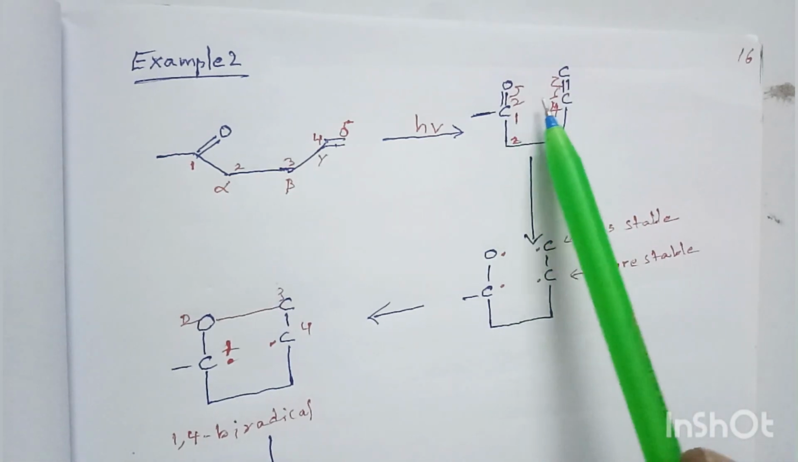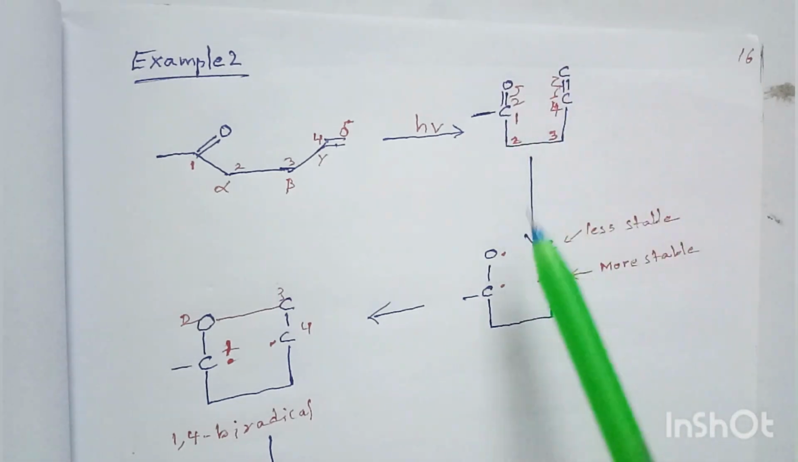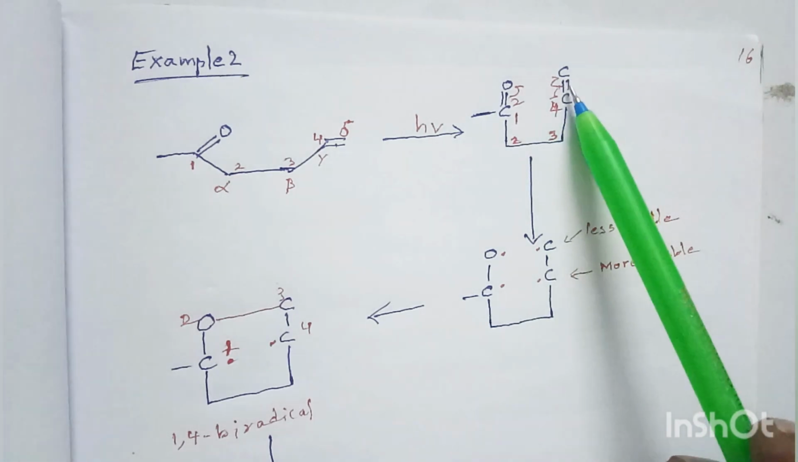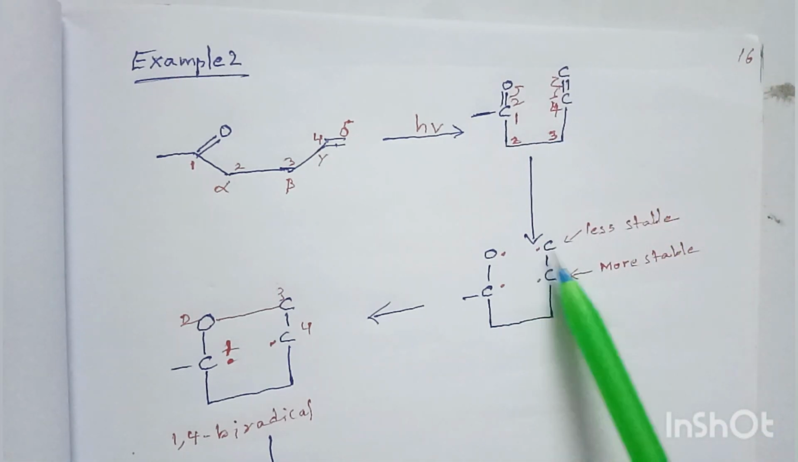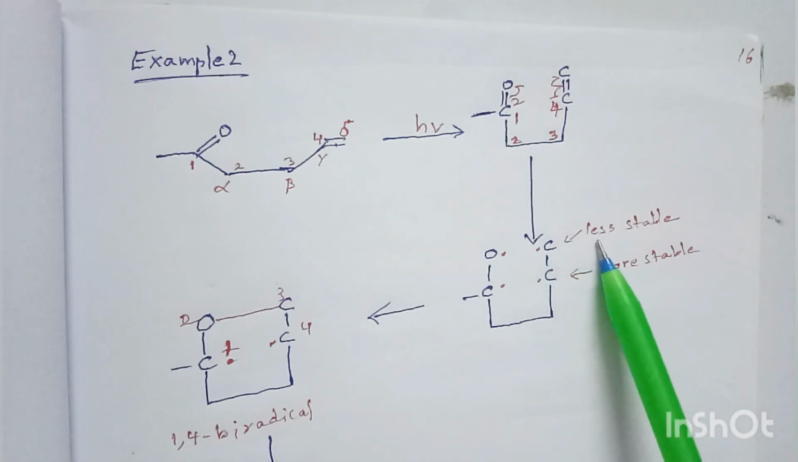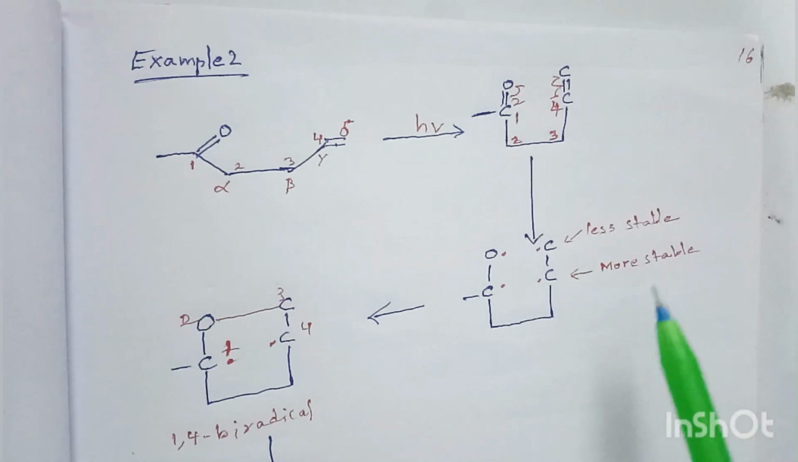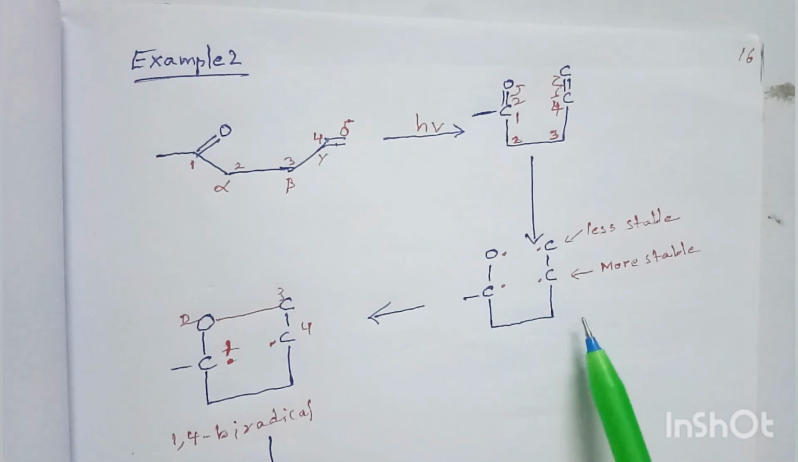Upon irradiation by UV light, this pi bond cleaves to form two radicals here. One radical on this oxygen, one radical on this carbon atom. This pi bond also cleaves to form two radicals, one on this carbon, one on this carbon. This is less stable because this is a primary radical. This is more stable because it is a secondary radical.